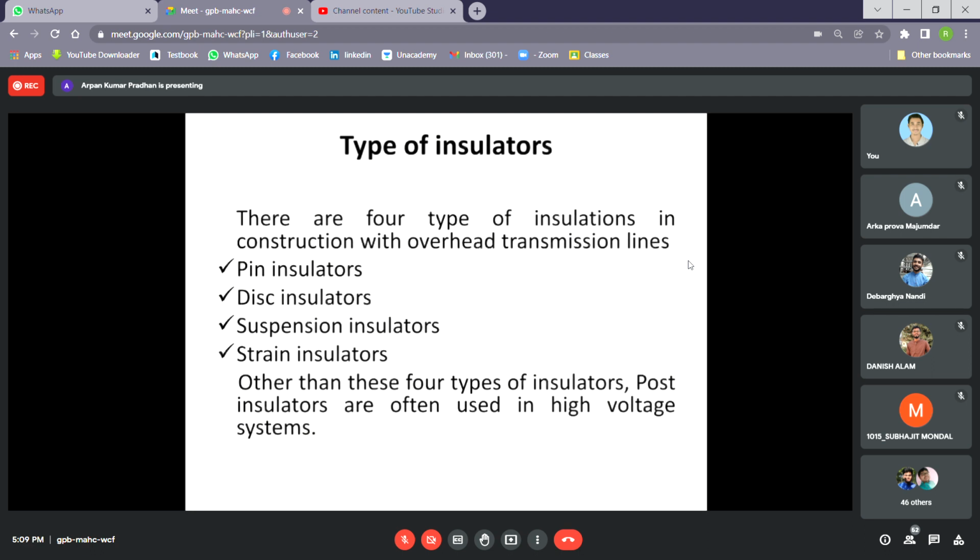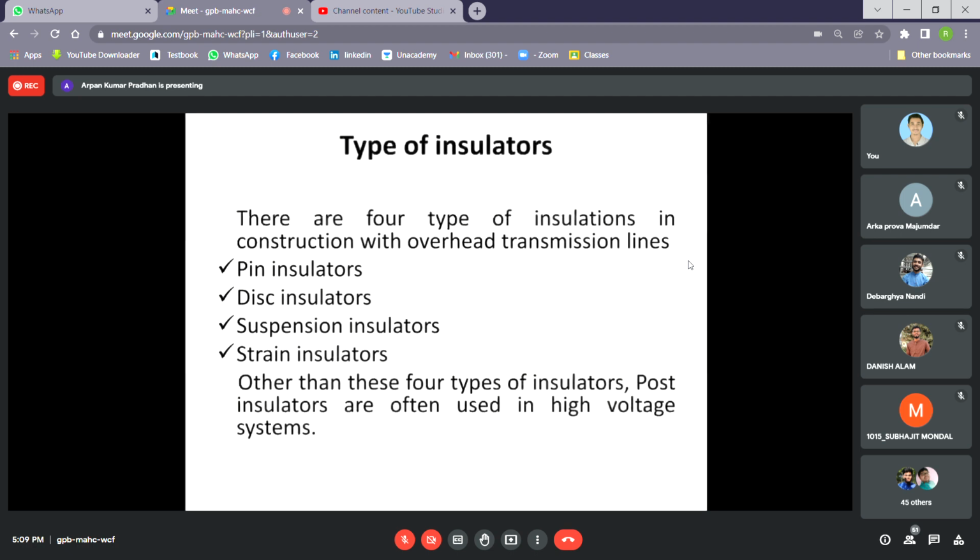Suspension insulator means there are a number of disc insulators connected in series. It depends on the operating voltage. If you consider a high voltage transmission line, your voltage level can be 132 kV, sometimes 300 kV, etc. So based on your voltage level, you can design the suspension insulator.